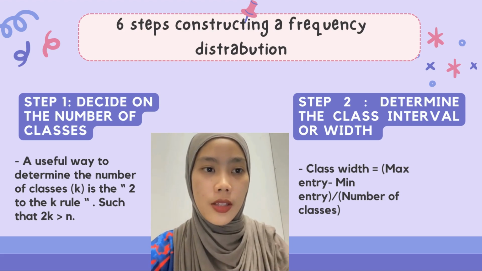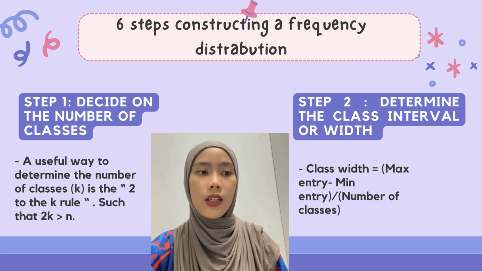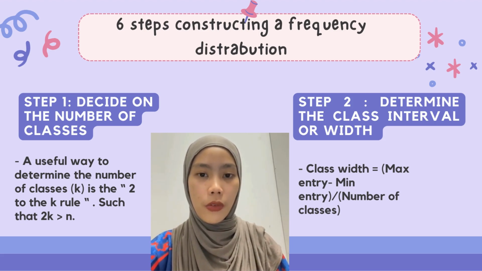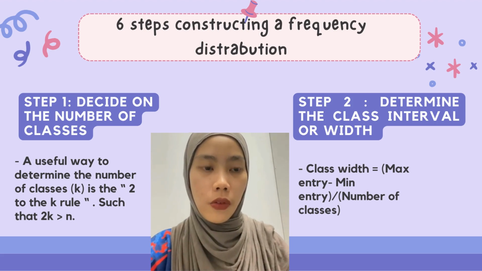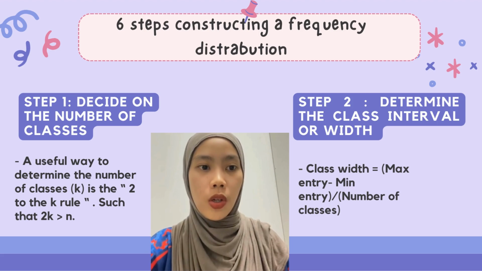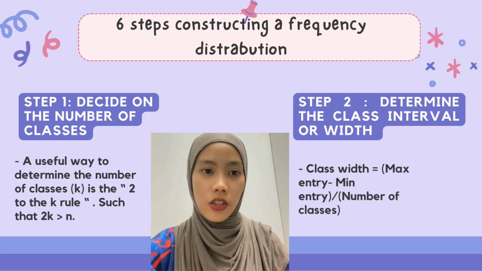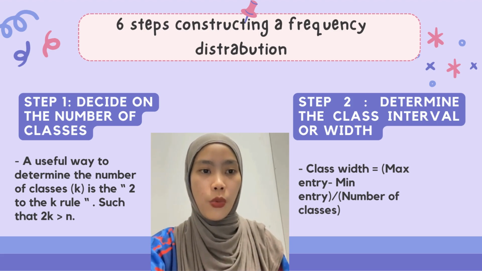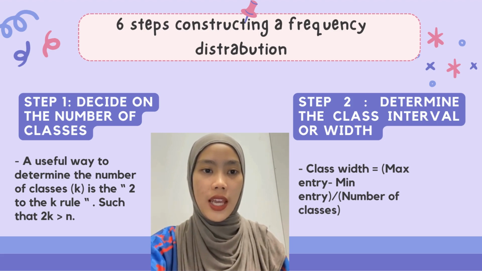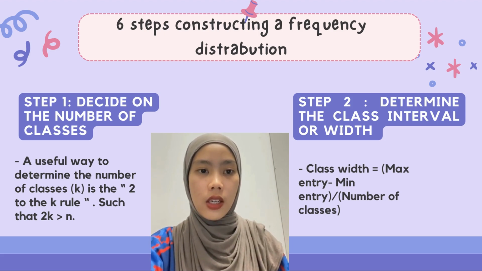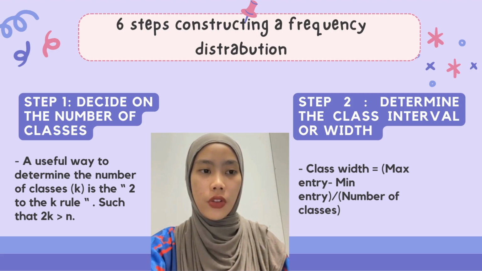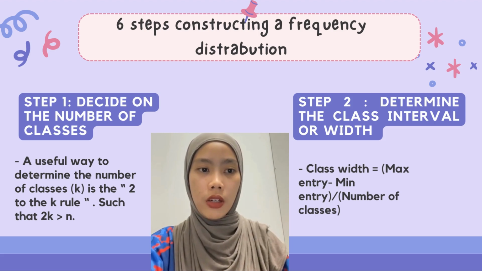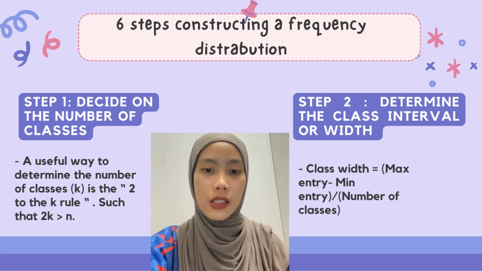Construct three appropriate tables that can be used to describe the data. Step 1. Decide on the number of classes. A useful way to determine the number of classes k is the rule such that 2 to the power of k is larger than n. So 5 is not enough classes. If we let k equal 6, 2 to the power of 6 equals 64, which is greater than 15. So the recommended number of classes is 6.